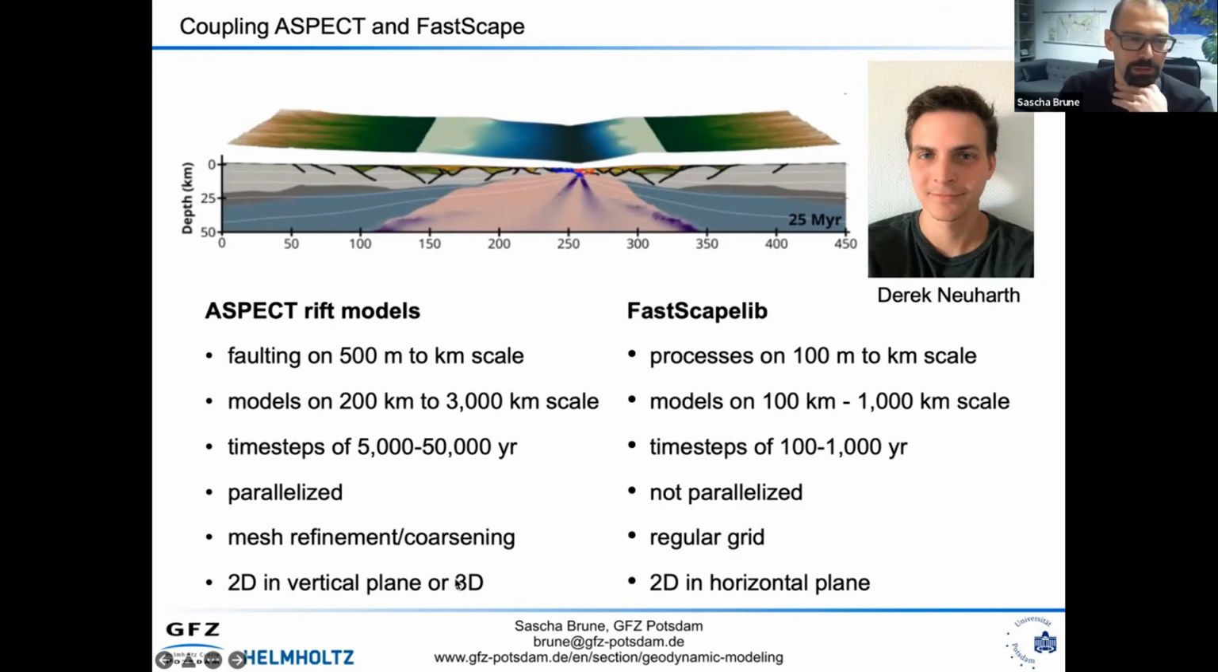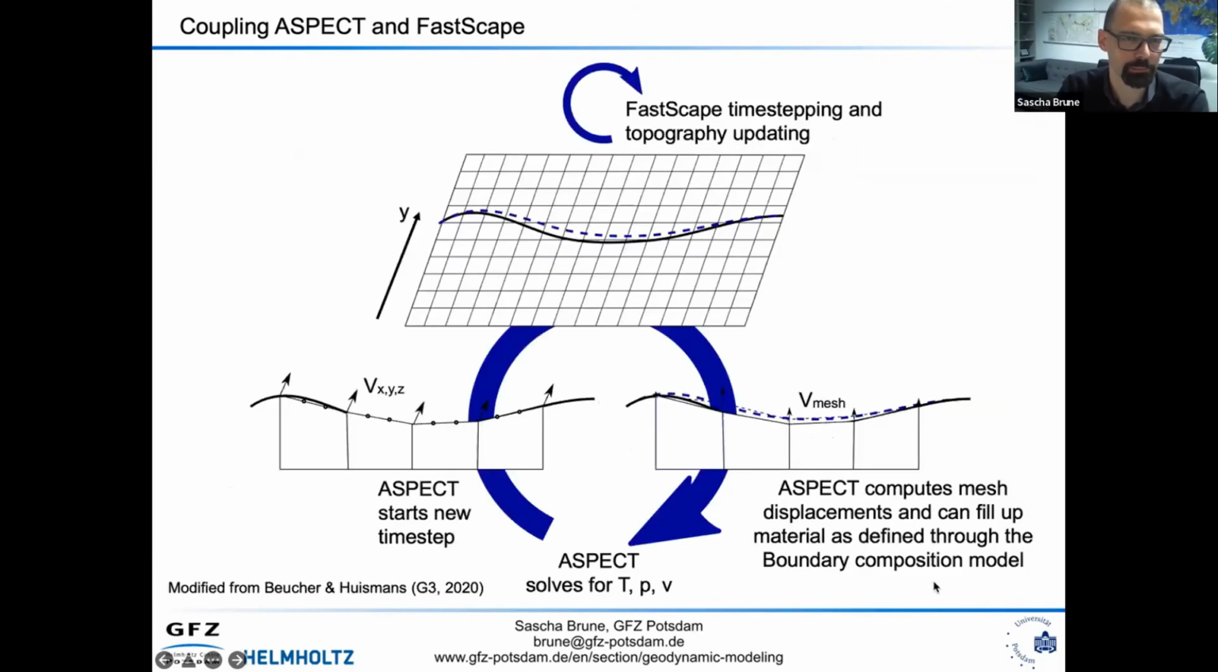Aspect can be 2D in a vertical plane, and we have Fastscape on top as a 2D horizontal plane, where we let the two planes communicate in one way or another. Or Aspect can be 3D, and then Fastscape is just the 2D surface of that. So these are the options that are out there.